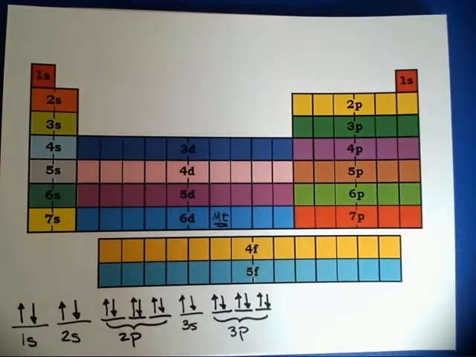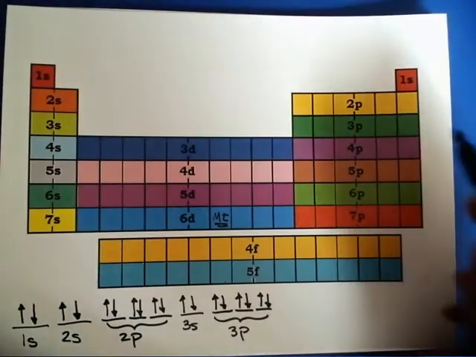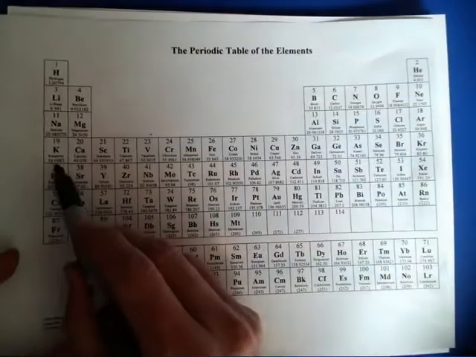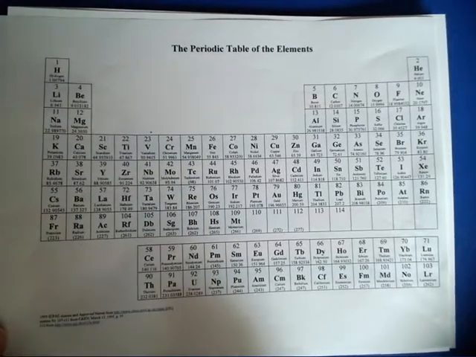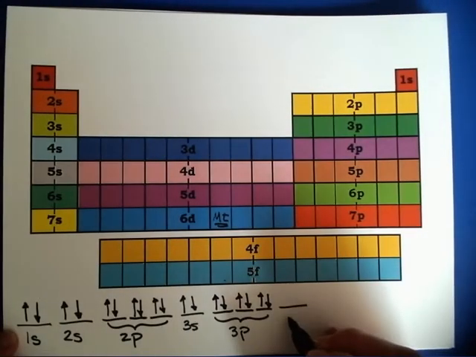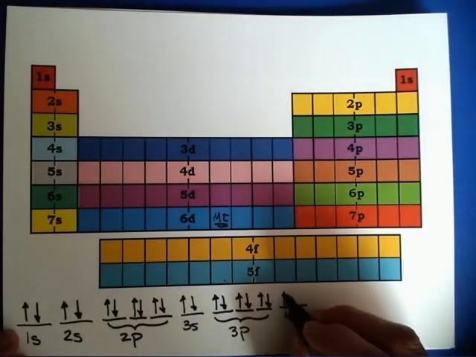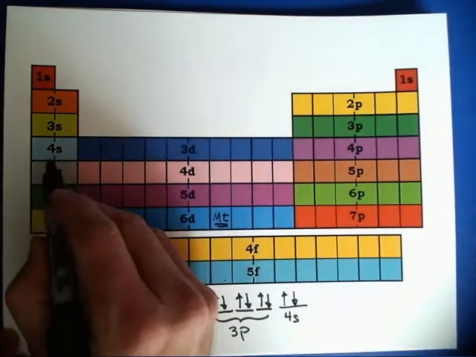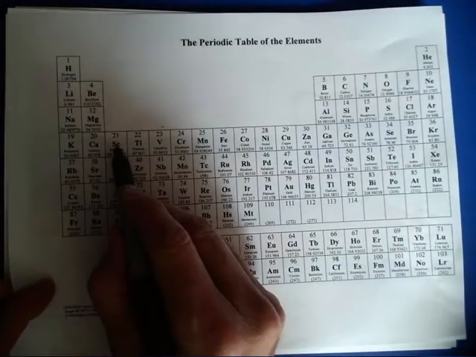And now I've written the electronic configuration for argon. I've run out of the 3p. I'm going to move to the next element, which is potassium. When I write the electronic configuration for potassium, I have to start filling the 4s. So here's my 4s, and that's going to be potassium and an electron for calcium. So now I'm here. Now I'm going to move to scandium.